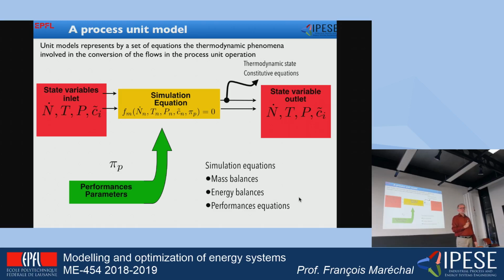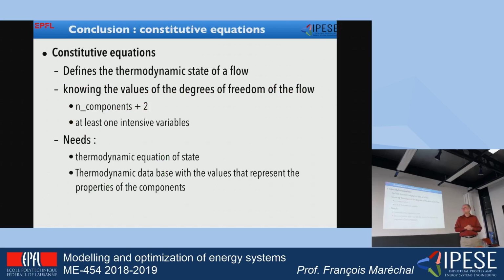Do you have questions? Yeah? In the previous slide, it says at least one intensive variable, but... no, it's extensive. You're right. It's one extensive variable. So there is at least one that needs to fix the flow.